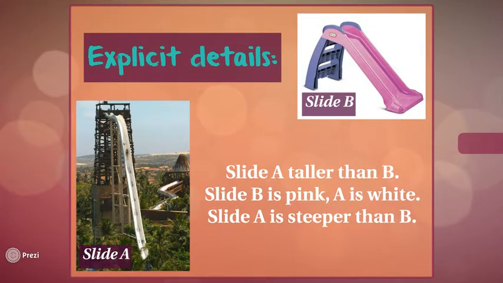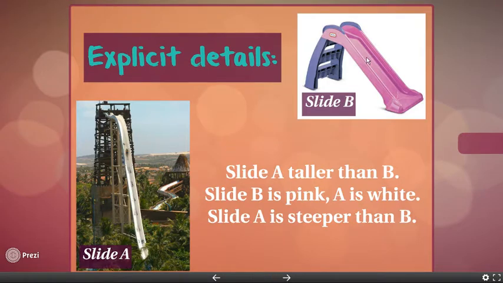So let's break down this idea then of explicit details versus implicit details. So I've just taken this concept, a really basic idea of a comparison between slides. So let's just imagine that you were asked to compare the differences between these two slides. Slide A, you can see, is a rather tall water slide. Slide B, a children's slide for the garden. Just to put into context for you what explicit means, these are just some examples of the explicit differences that you could have between these two pictures.